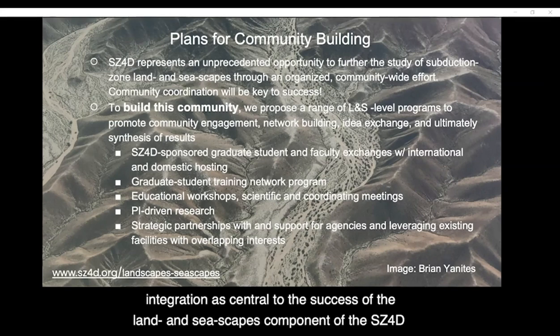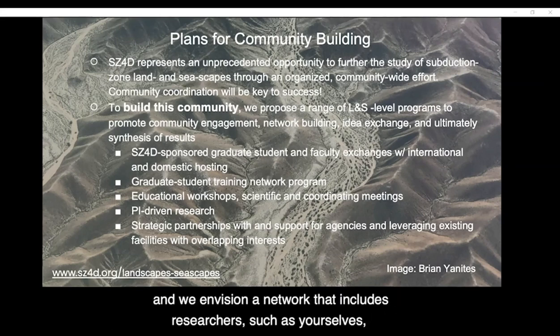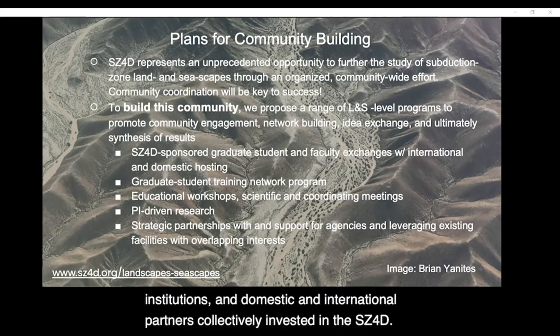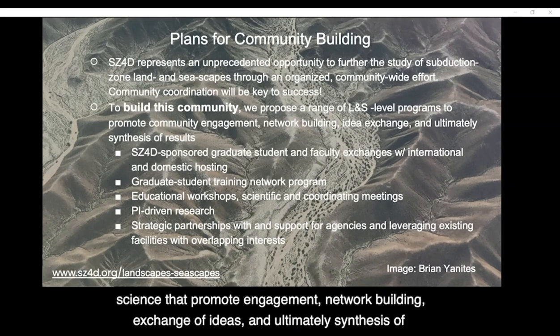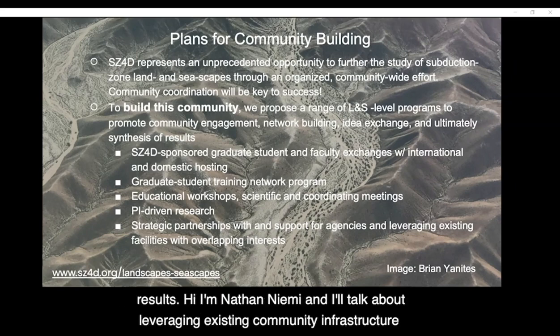We see this degree of integration as central to the success of the land and seascapes component of the SZ4D, and we envision a network that includes researchers such as yourselves, institutions, and domestic and international partners collectively invested in the SZ4D. To grow and nurture this community, we propose a range of programs centered on land and seascape science that promote engagement, network building, exchange of ideas, and ultimately synthesis of results.